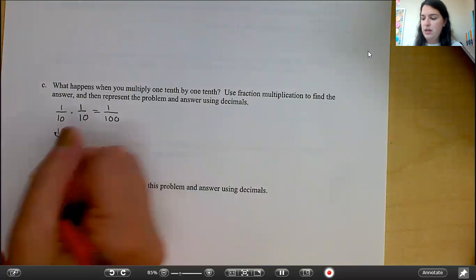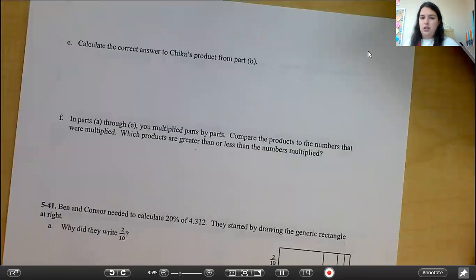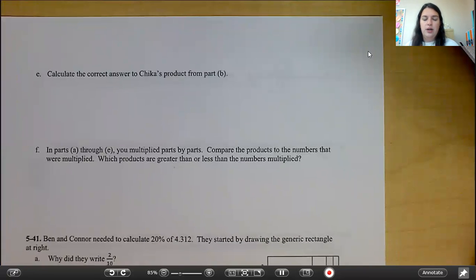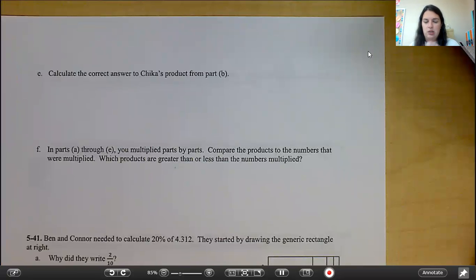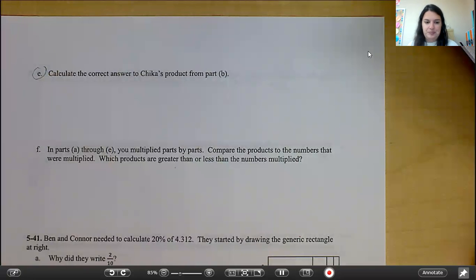If you're back with me, you've answered part D, and we're going to save it. Moving on to part E. Calculate the correct answer to Chica's problem for part B. So go ahead and pause the video and answer part E. We're going to save this and talk about this in class just like we saved and talked about B.